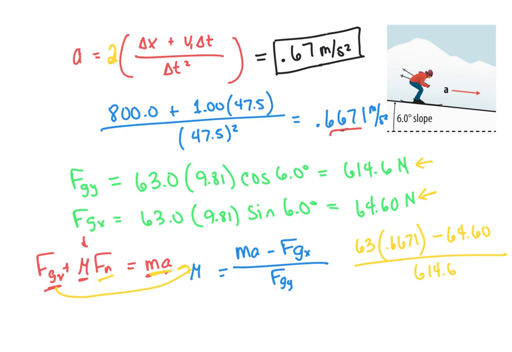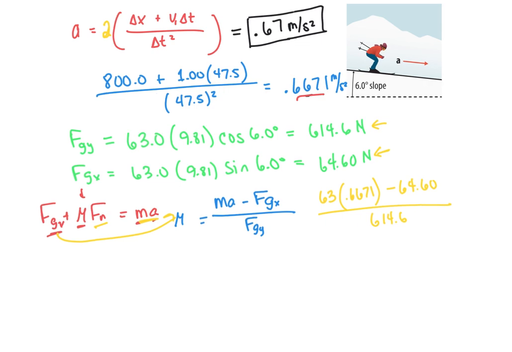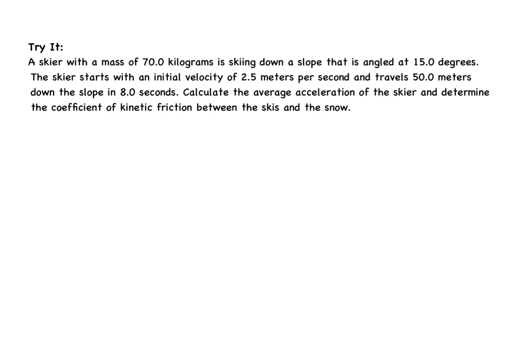So go ahead and calculate the coefficient of friction. The coefficient of friction on that slope, by the way, should be rather tiny. You should have gotten something like that. It is slippery, to say the least. Should have done 2 times 50 minus 2.5 times 8 over 8 squared.